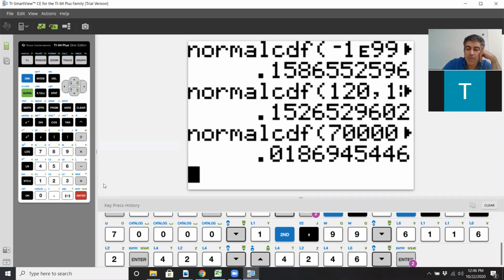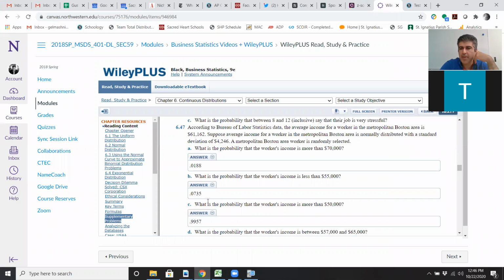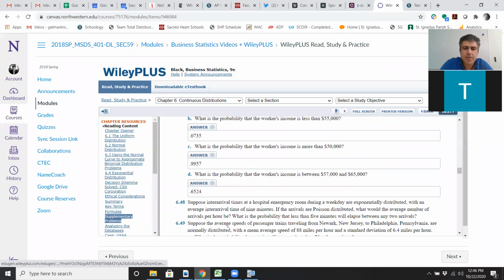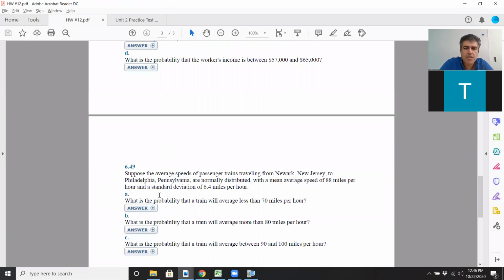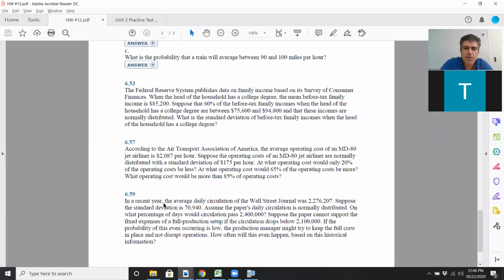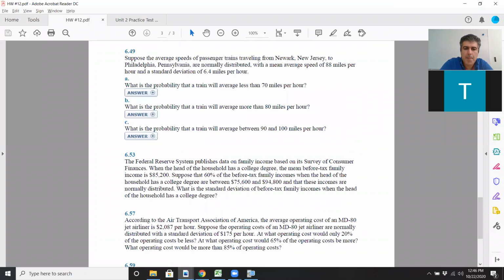So you get that. So pretty low percentage there. About 1.8% of people would make that much money in Boston, according to this data. 6.49, I'll show you those answers in just a second.